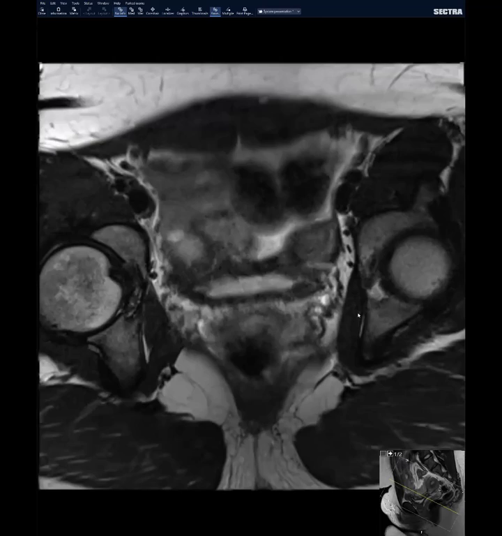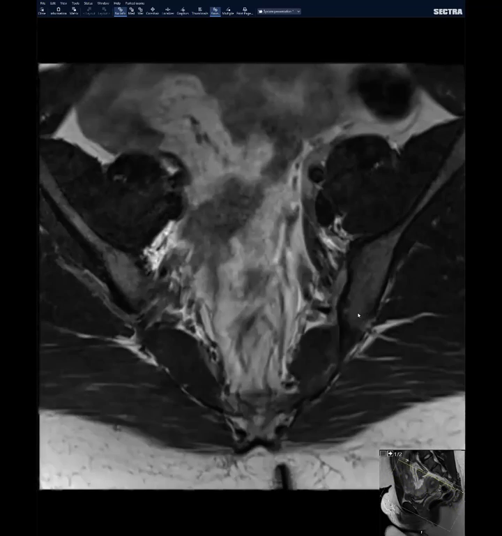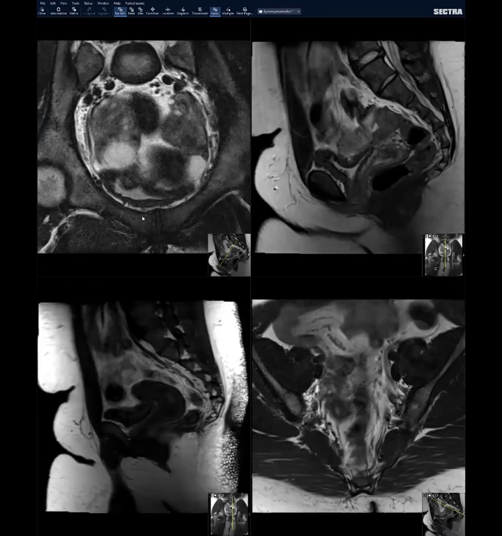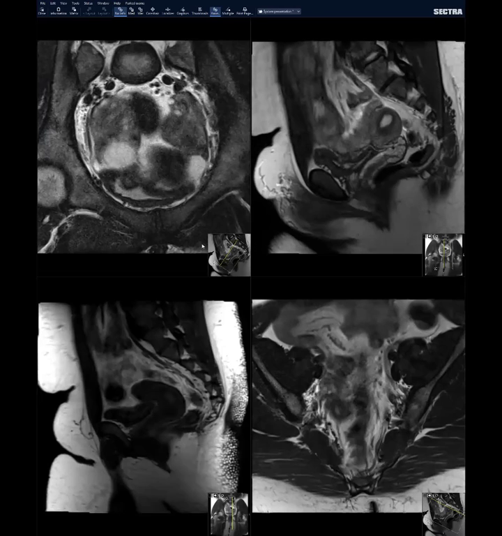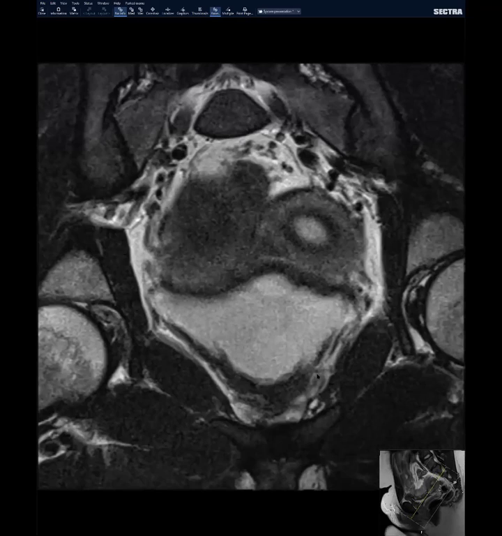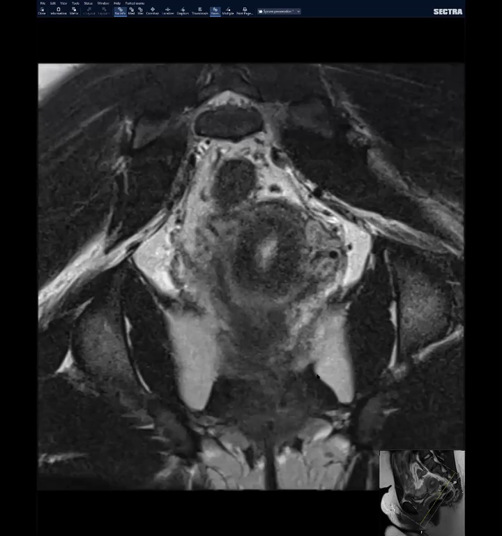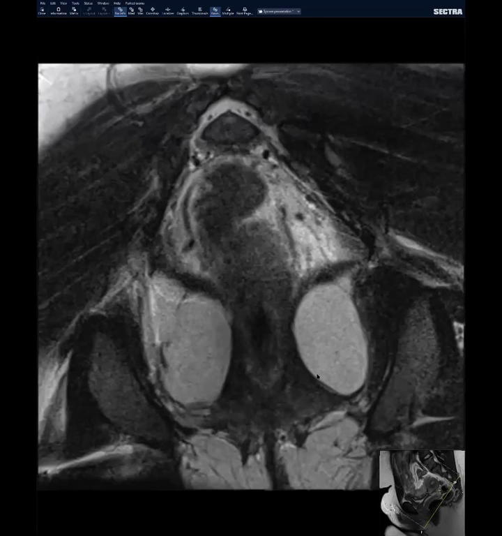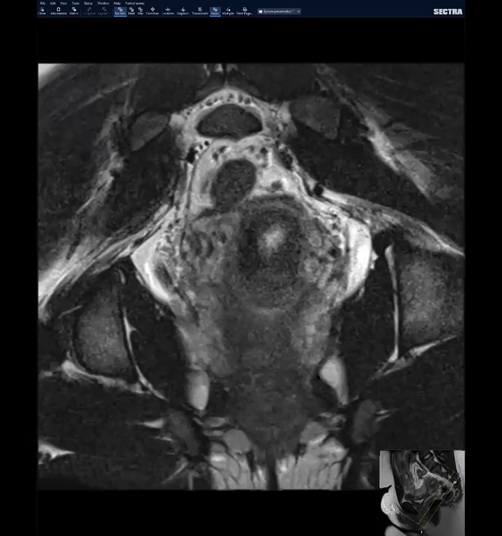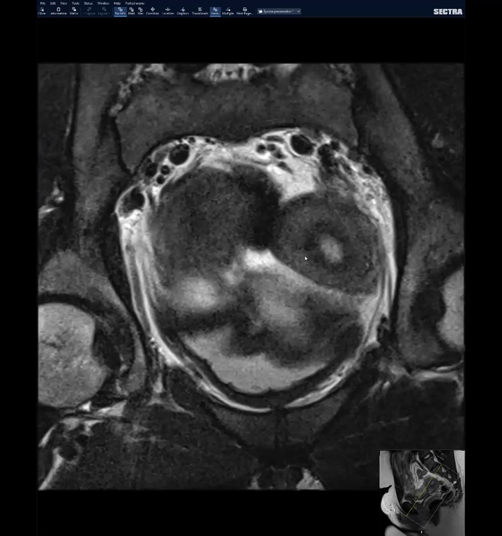Any thoughts on this? For me, it's kind of like jumping around a little bit. Should I scroll it more slowly? Maybe. Okay. This is the coronal, like an oblique coronal. I think it's probably unicornuate with a functioning rudimentary horn. Yes, as I said, it's a simple case.